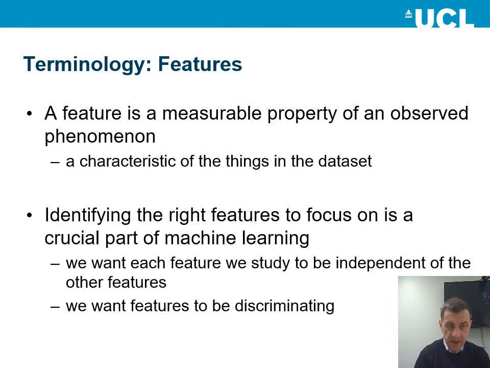We also want features that discriminate. There's no point, for example, in us having a feature of nationality if everybody we're interested in is Indonesian, because that isn't going to help us divide up our patients into the different groups that we're interested in. So those are two things to think about when we're thinking about what features to use: are the features independent of each other, and are they discriminating?